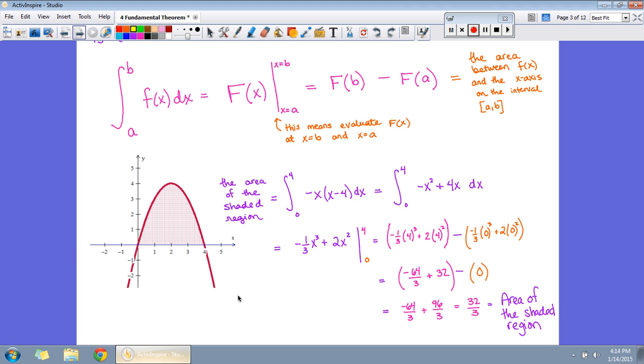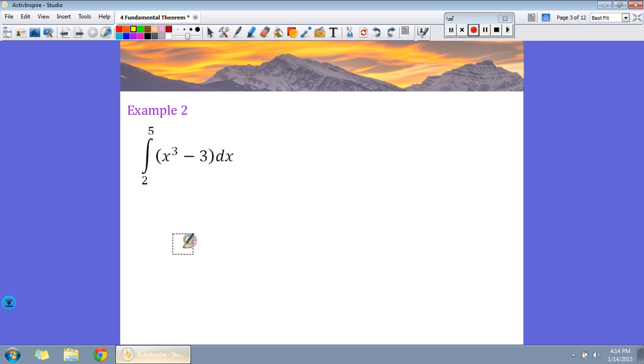And now let's try another example. Okay, the integral from 2 to 5 of x cubed minus 3. The first thing we need to do is find the antiderivative. Again, we're adding 1 to the exponent and dividing the coefficient by the new exponent.